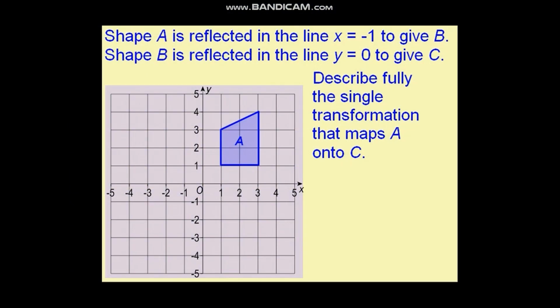Here's one for you to try. You'll need to copy out the axes and the shape onto some squared paper. You can also use tracing paper to help you if you want to. Just one tip, the line y equals 0 is actually the x-axis. Press pause and have a go. When you're ready, press play. Here's the answer.